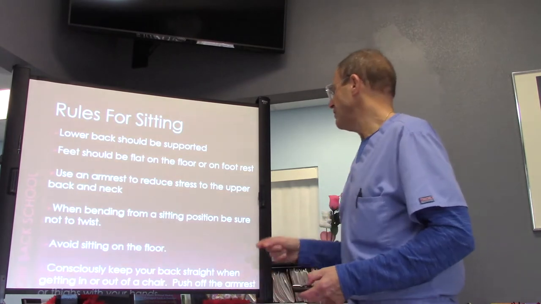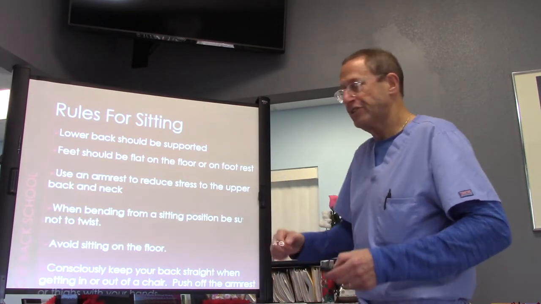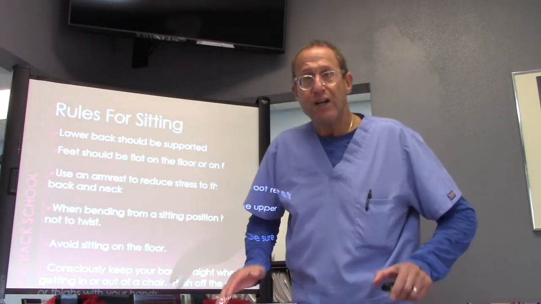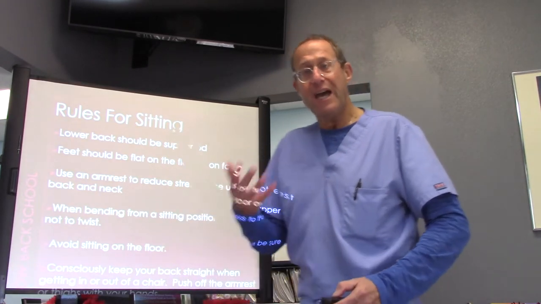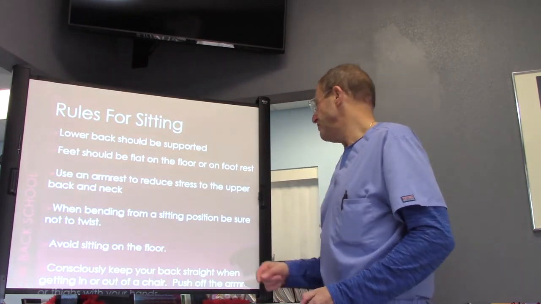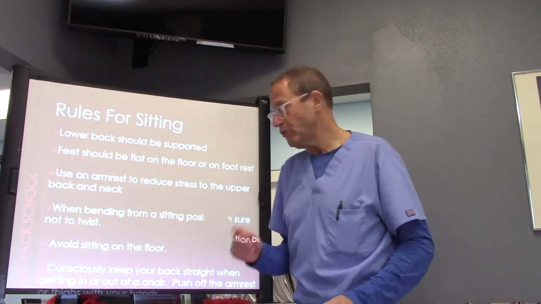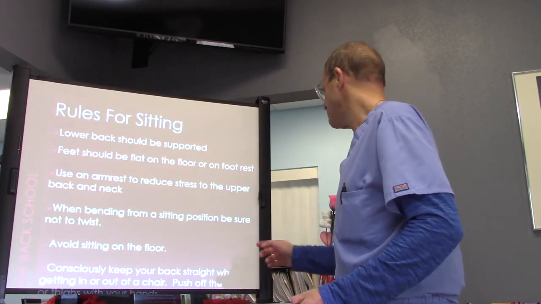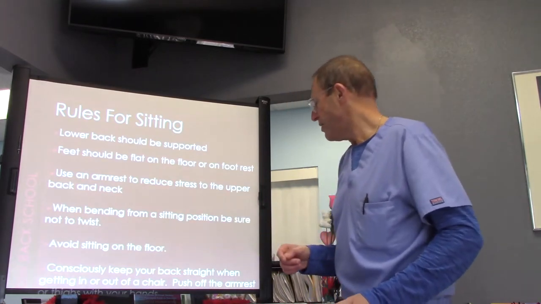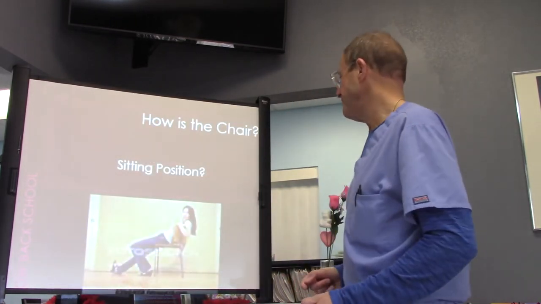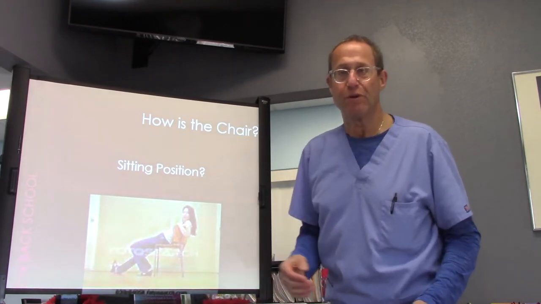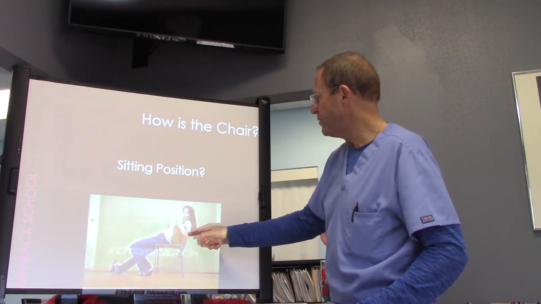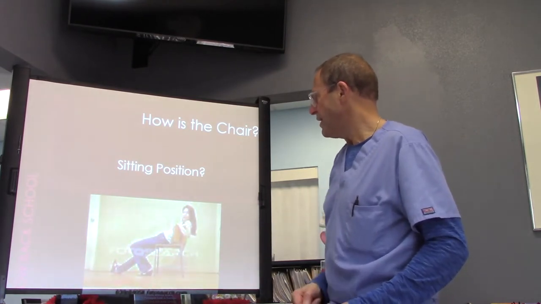The feet should be flat on the floor or on a footrest. Use an armrest to reduce stress to your upper back and neck, and also to help you get off the chair so that you can push down on something as you're lifting yourself up. When bending from a sitting position, be sure not to twist. We'll get into that. Avoid sitting on the floor, and consciously keep your back straight when getting in and out of a chair, and push off the armrest, as I just said. Sitting position: obviously this person is not sitting properly. There's a tremendous amount of stress right over here because there's nothing supporting that lower back area.